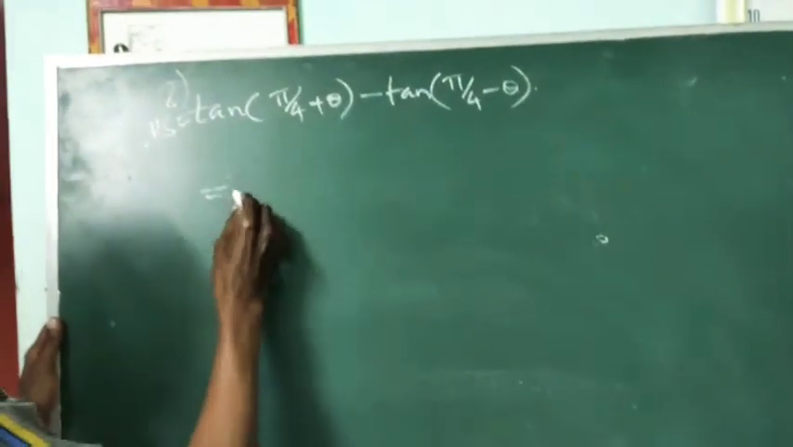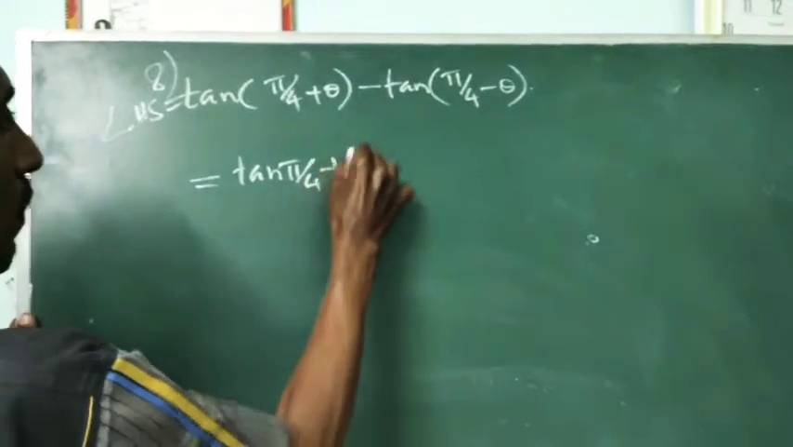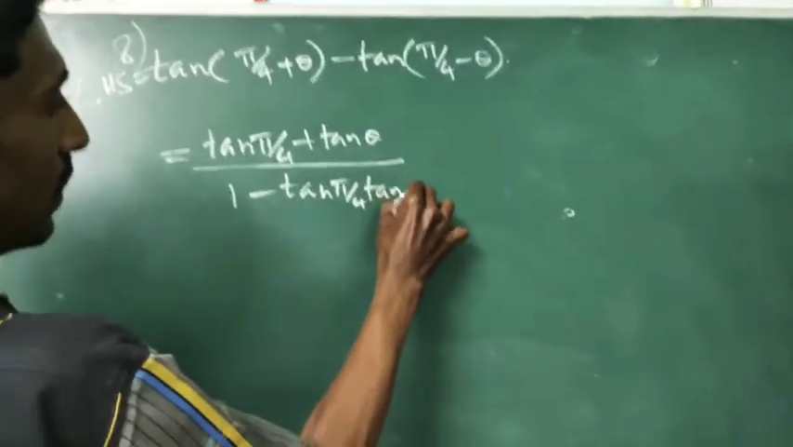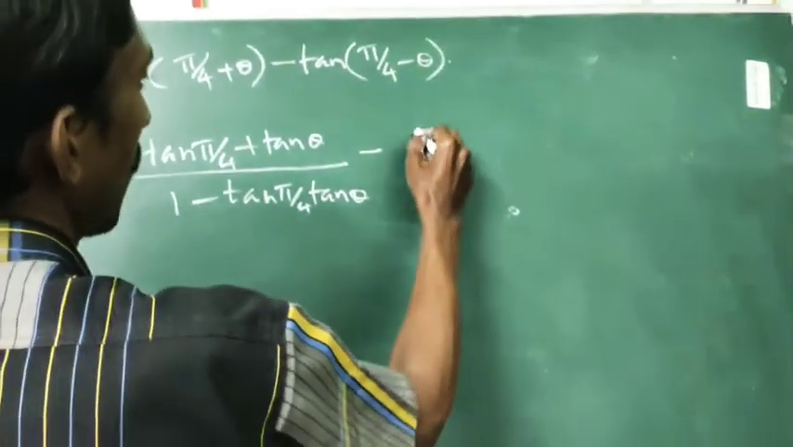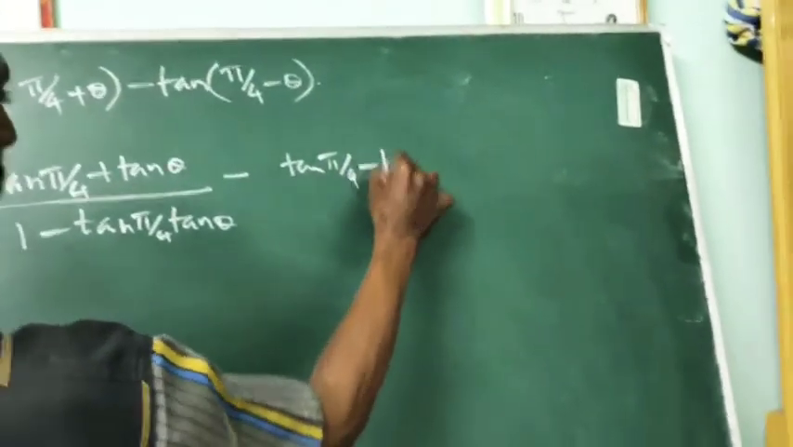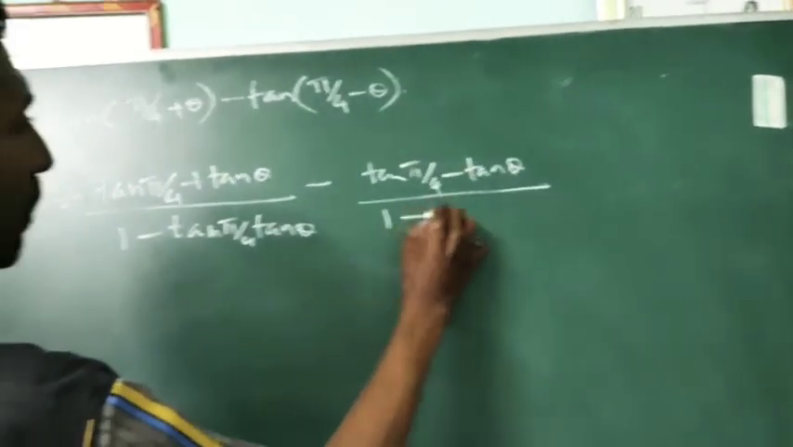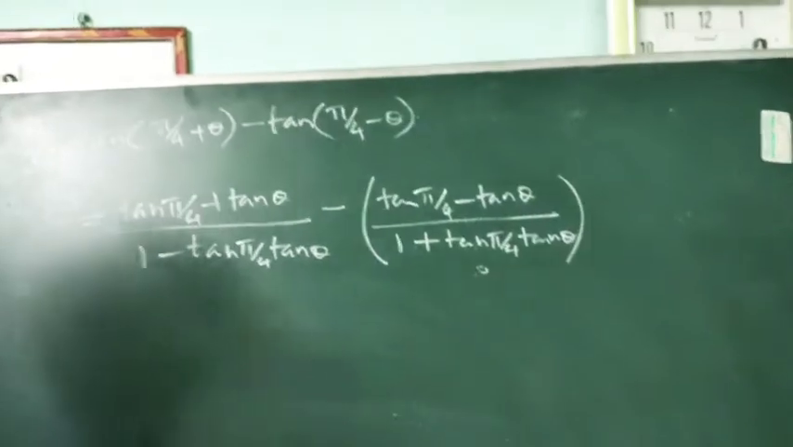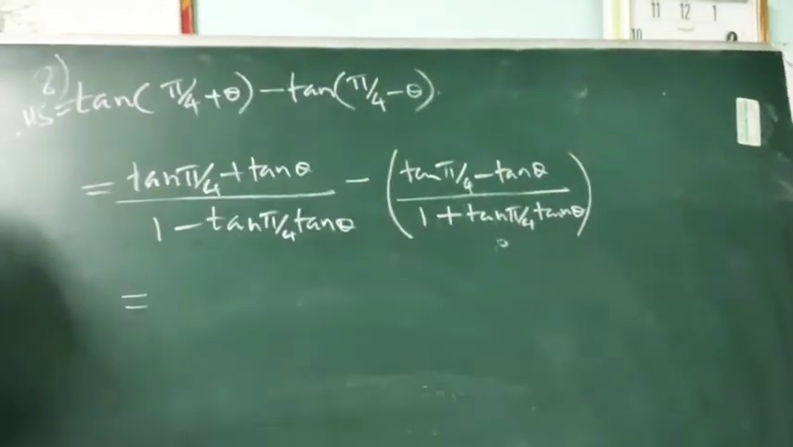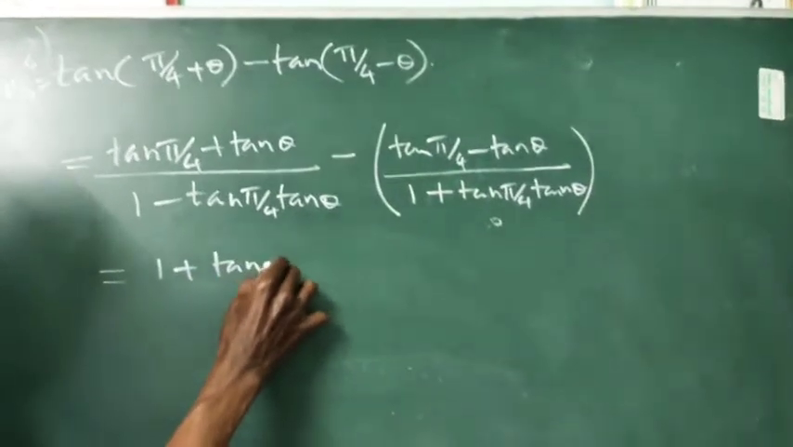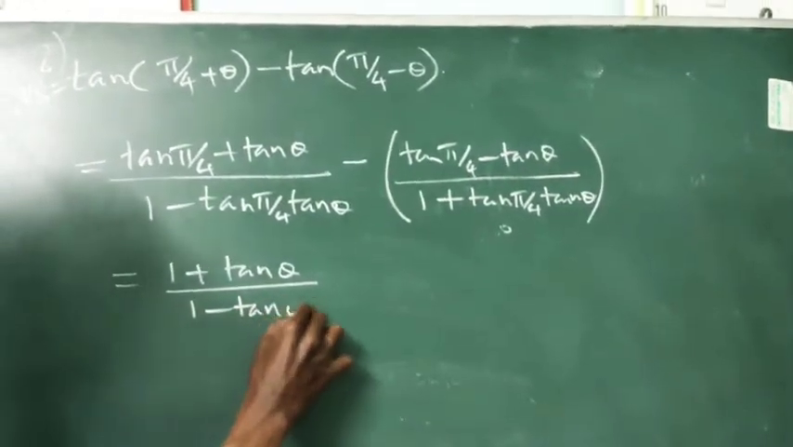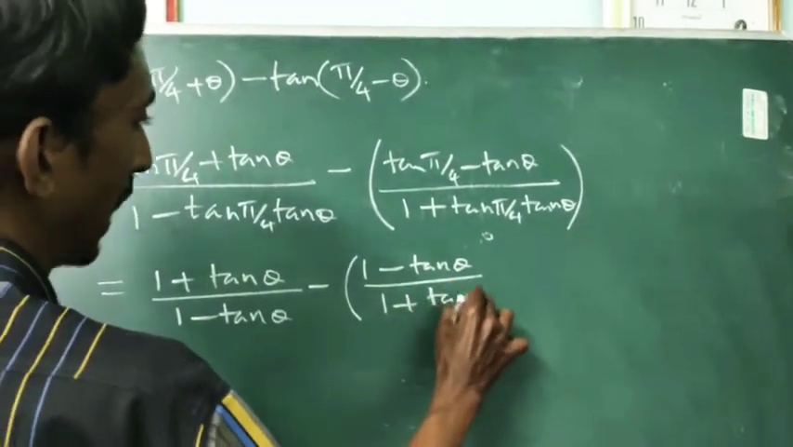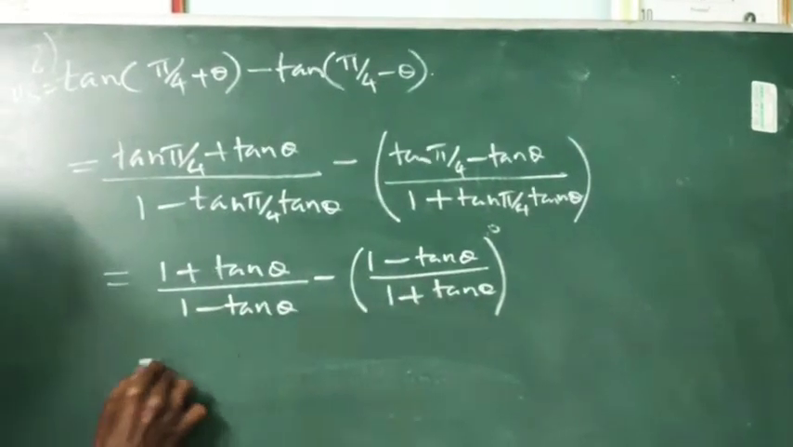So we know that what is tan(A plus B)? (Tan A plus tan B) by (1 minus tan A into tan B). Similarly, tan(A minus B) is (tan A minus tan B) by (1 plus tan A into tan B). So don't forget to put the bracket. We know that tan pi by 4 is 1. So (1 plus tan theta) by (1 minus tan theta) minus of (1 minus tan theta) by (1 plus tan theta). Okay. So now take the LCM.